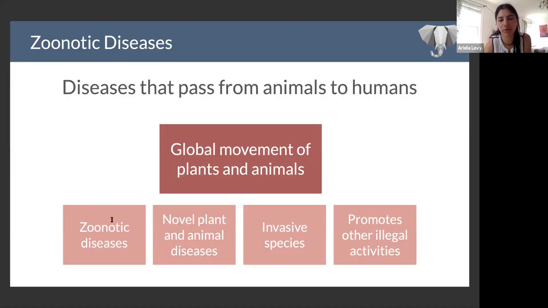Finally, through the global movement of plants and animals, wildlife trafficking poses major threats to humans. It promotes illegal activities, distributes invasive species, and introduces novel plant and animal diseases. Given current global concerns, we will be focusing on the spread of zoonotic diseases. So zoonotic diseases are illnesses caused by germs, microbial organisms, or pathogens that are passed from animals to humans. It is estimated that between 60 and 75% of emerging infectious diseases in humans come from other animals. Through increased animal-human interactions, often with limited safety precautions, wildlife trafficking augments the risk that a disease could spread.